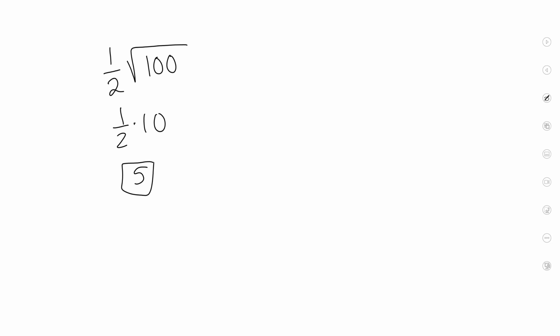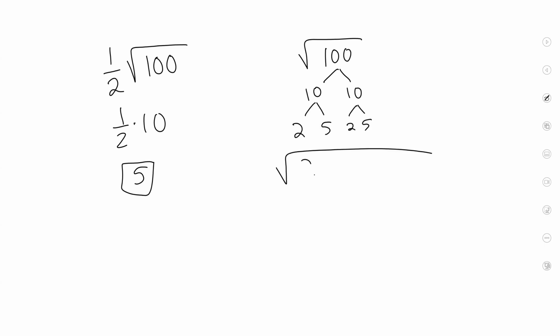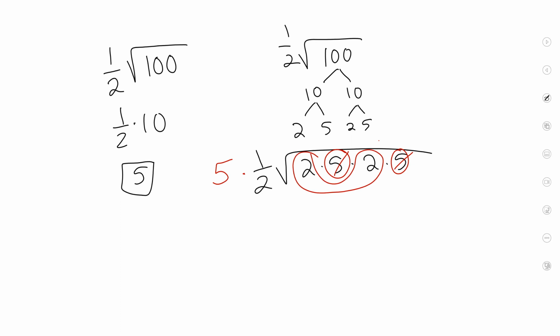If you want to do it the long way, you can. So you can do 10 times 10, break it down, 2 times 5, 2 times 5. So all of these go under the square root symbol with the half on the outside, right? Now let's look at your pairs. Here are a pair of 5s. Cross it out. One of them goes outside. Here's a pair of 2s. Cross it out. One of them goes outside.